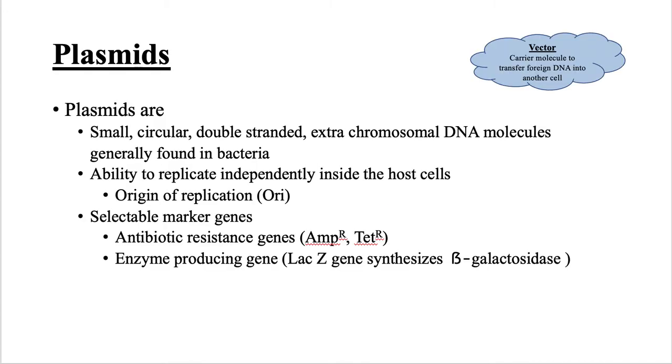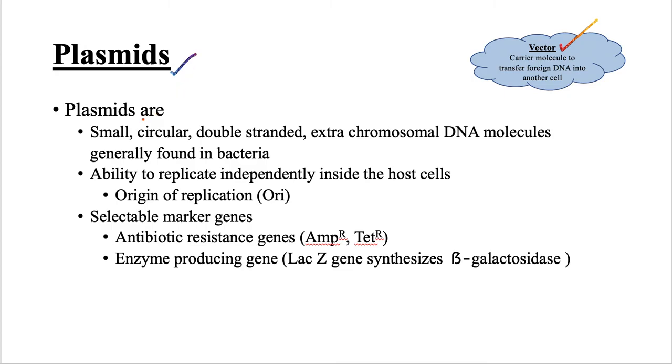So let's start. Before going into detail about plasmids, I just want to mention that we use one word, that is vector. So, what is a vector? A vector is basically a carrier molecule that we use to transfer a foreign DNA into another cell, or from one cell into another cell. There are different types of vector molecules, and plasmid is basically one type of vector molecule.